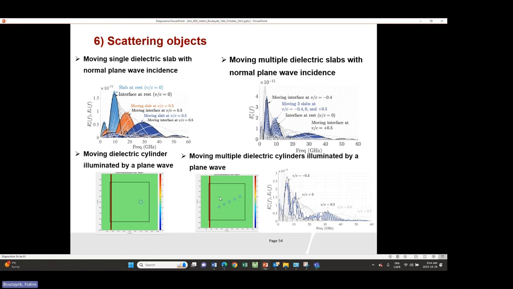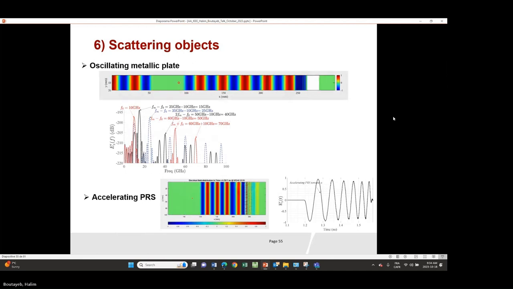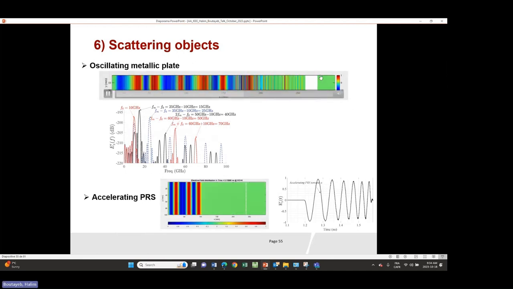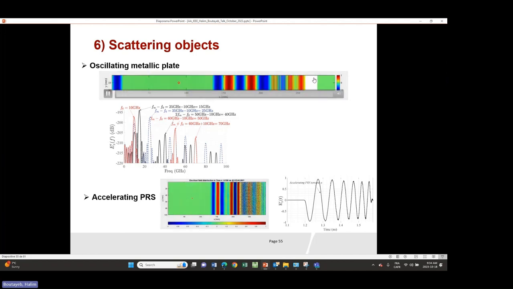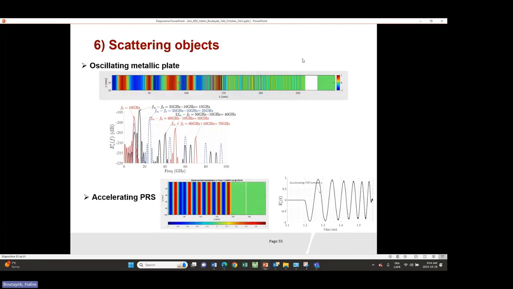This one is a multiple cylinder moving at different speeds, and the results are really meaningful and in agreement with the previous analysis. Here we have an oscillating metallic plate, and this is in agreement with measurement we have done actually with an oscillating or a vibrating metallic plate.